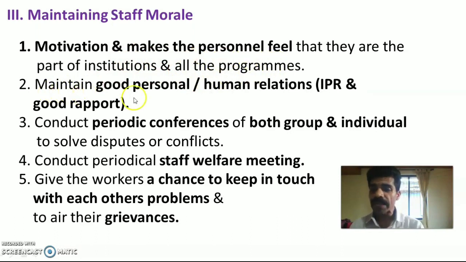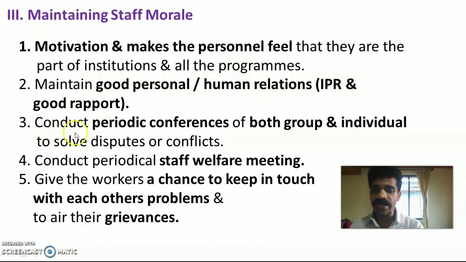Then second function is maintain good personal or human relations. So that is maintaining good IPR, interpersonal relationship, and good rapport among the employees. That is maintaining good personal relations and human relations through interpersonal relationship and good rapport.